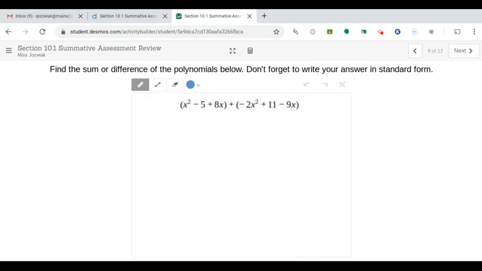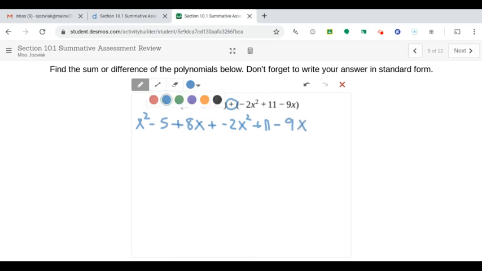All right, the directions here say find the sum or difference. Don't forget to write your answer in standard form. So since this is an addition problem, we're going to be finding the sum. And we know that when it's an addition problem, we get to just drop the parentheses. So it's x squared minus 5 plus 8x, and then plus negative 2x squared plus 11 minus 9x.